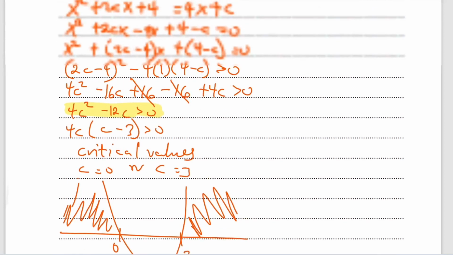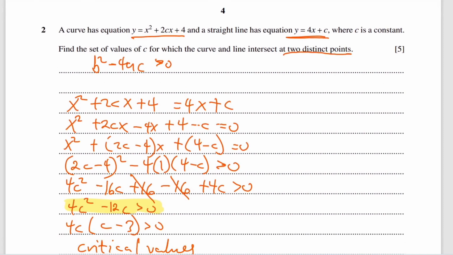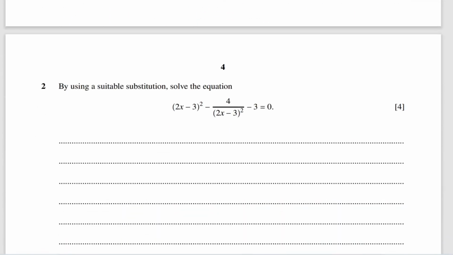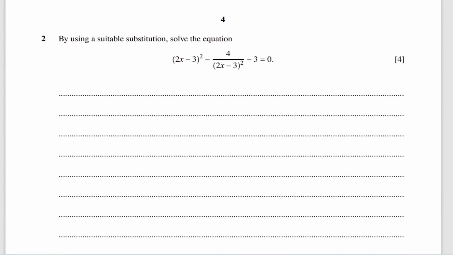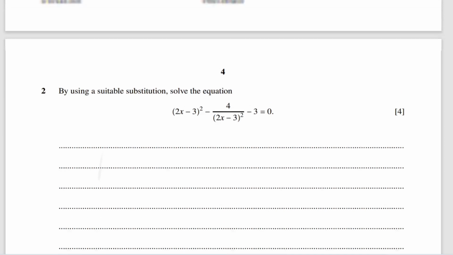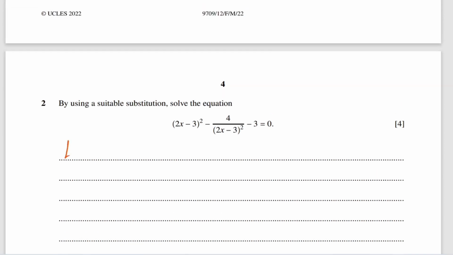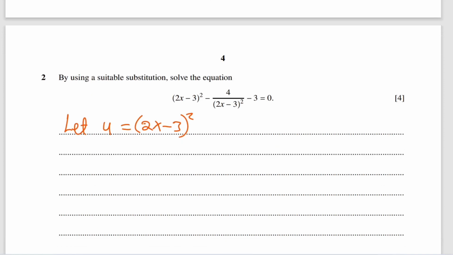So like I said, this mimics what you did in add maths, but with five cool marks. Now let's look at this question. It says that we should use a suitable substitution to solve this. Now, I would probably say let u be equal to (2x minus 3) all squared. Someone can say let u be equal to 2x minus 3, just that. But I took everything because I think it's the best way to go, in my opinion.